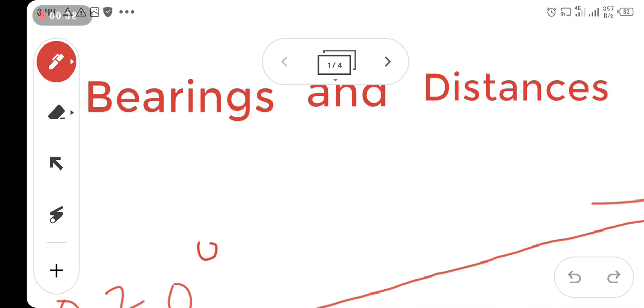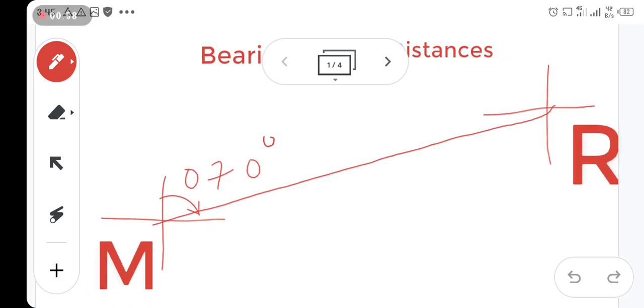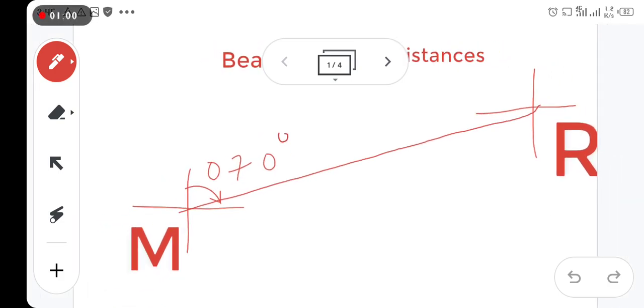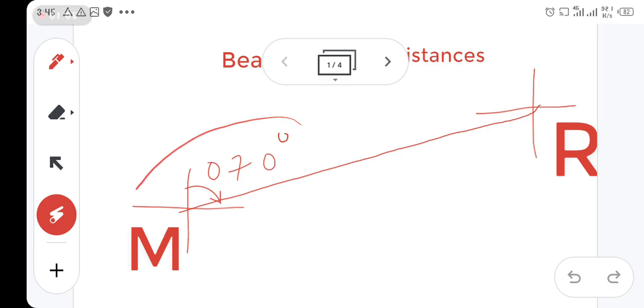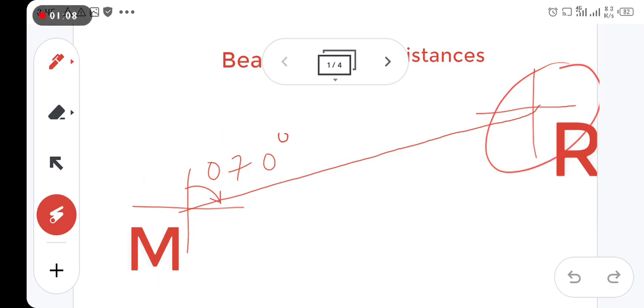Now in order for us to save time, I already prepared a diagram here of an SS2 student, Melina, trekking from Market Square, which I labeled as point M, to Ring Road on a bearing of 070 degree. I will explain to you later on what the 070 degree means. Now see this. We have the student Melina trekking from point M to point R.